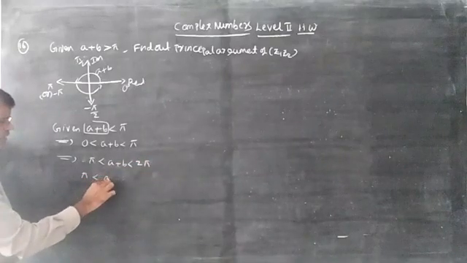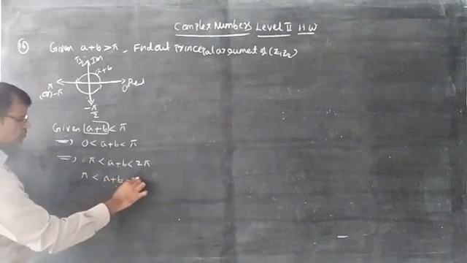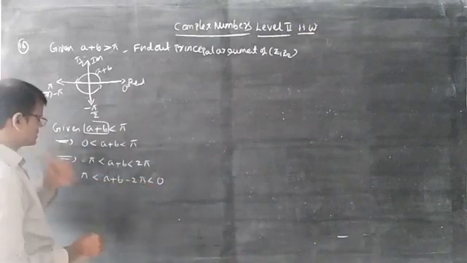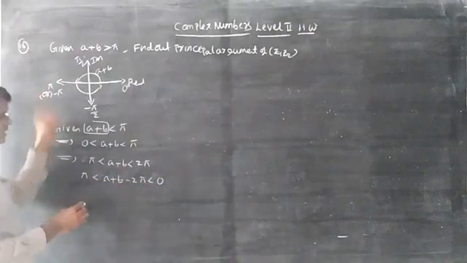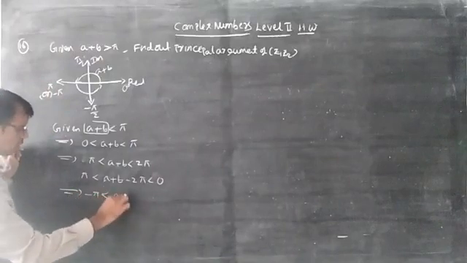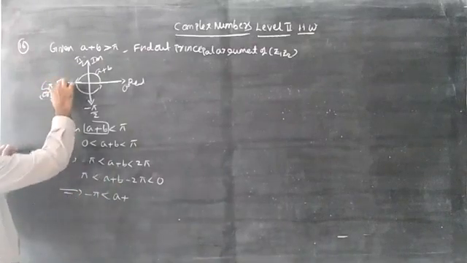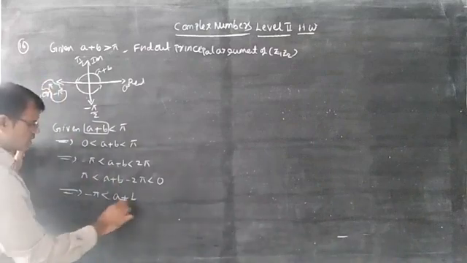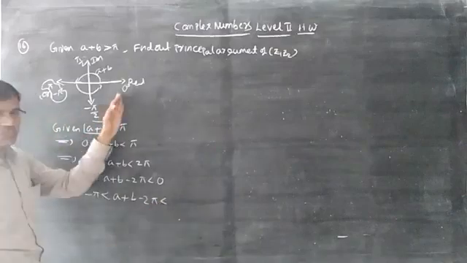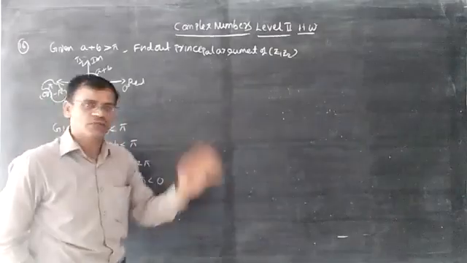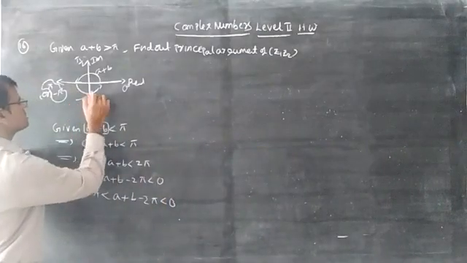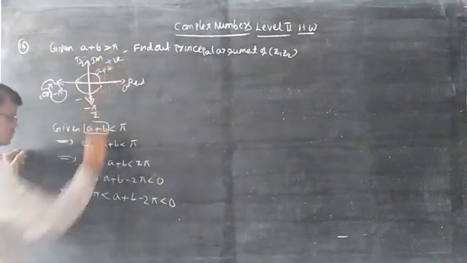Now pi less than A plus B, minus 2 pi, less than 0. Here this pi is nothing but minus pi. Observing these two values, minus pi less than A plus B minus 2 pi less than 0. You should not write 2 pi, it is nothing but 0. So the value is negative.